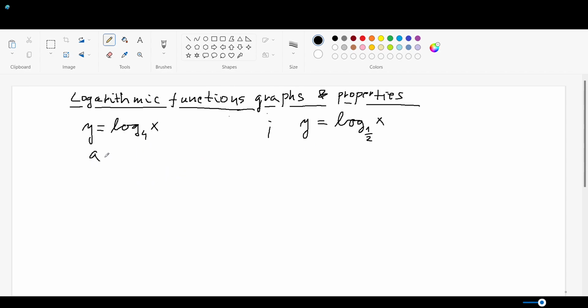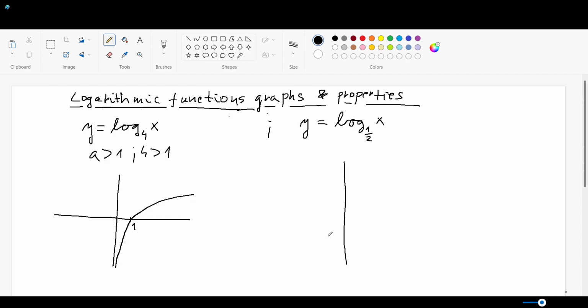The main thing is that as a is greater than 1, which means 4 is greater than 1, the base, we know the function will be increasing, and it has to pass through the point (1, 0). So what is most critical? You sketch this point, and then you simply sketch the graph of the function, and this is our function. In the second case, as we already know, a is greater than 0 but less than 1. The base, which means 1/2, is less than 1. It means the function will be decreasing.